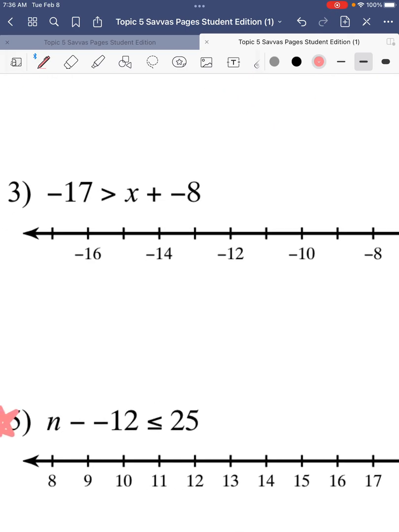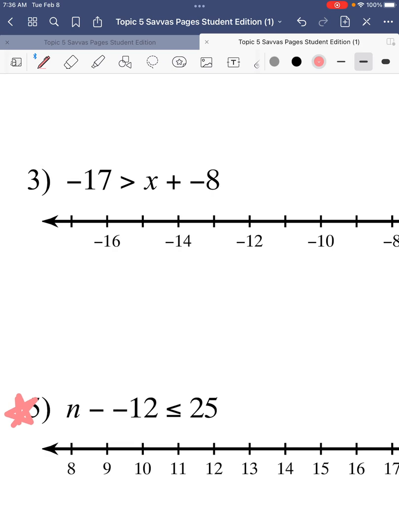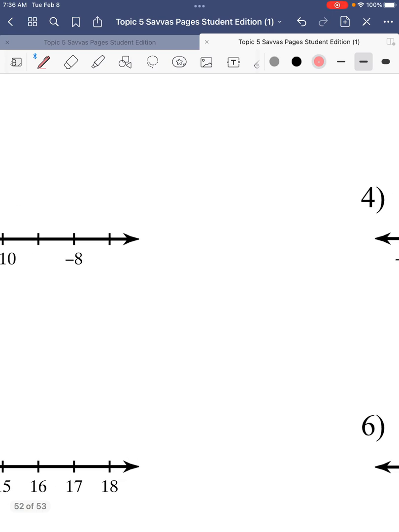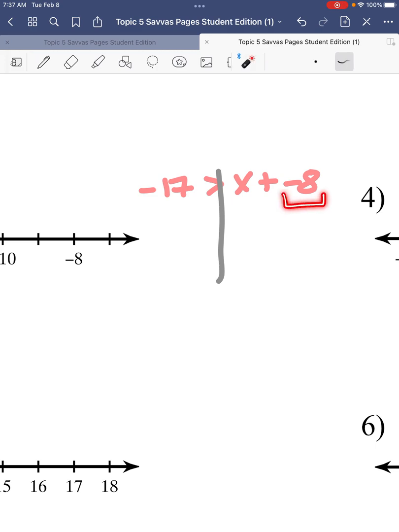Okay, moving on to number 3. We have negative 17 is greater than x plus negative 8. So I'm just going to rewrite that over here. We have negative 17 is greater than x plus negative 8. So how do I get that x by itself? Well, to get that x by itself, I know it's attached to this negative 8. So how do I undo that negative 8? Well, I add 8. So I'm going to add 8 on both sides.